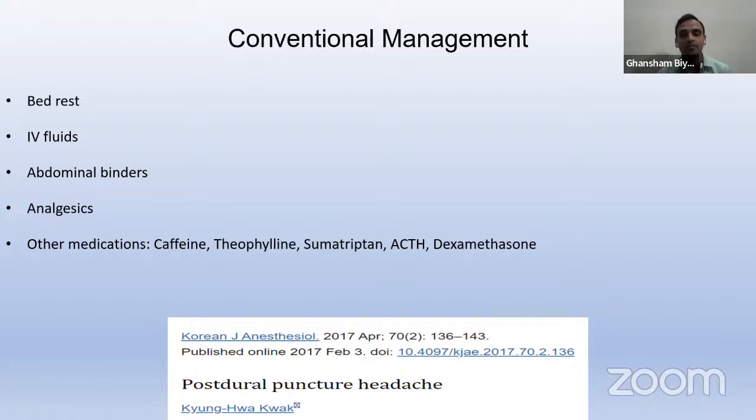There are n number of drugs people have tried, including caffeine. If it is not available, as I said, we ask the patient to drink a couple of cups of coffee. Theophylline, sumatriptan, and n number of medications. But the question that arises is, do we have quality evidence to say that conventional management should be prescribed? Let me make it very, very clear here. There is no role for conventional management because there is very weak supportive evidence available for the routine prescription of conventional management in the treatment of PDPH.